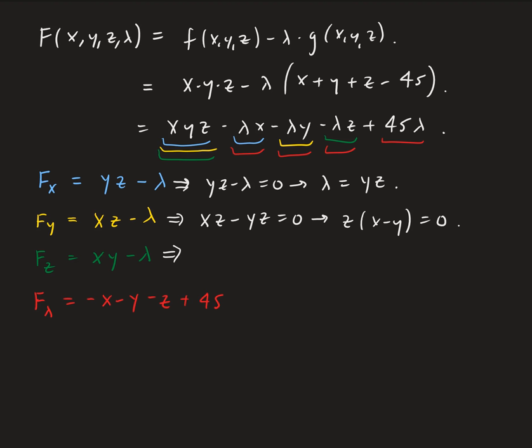And then from here, go ahead and substitute lambda. So we're going to get xy minus yz equals 0. Okay. And we can go ahead and factor out y. So that's going to leave us with x minus, let me make sure I got that correct, x minus z, yeah, equals 0.